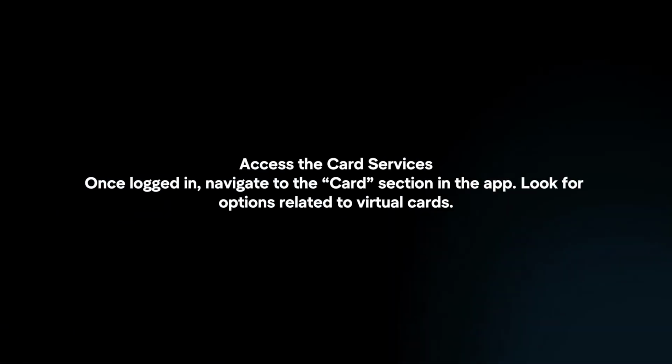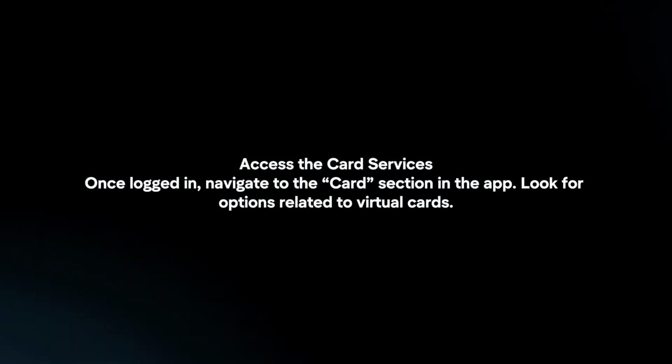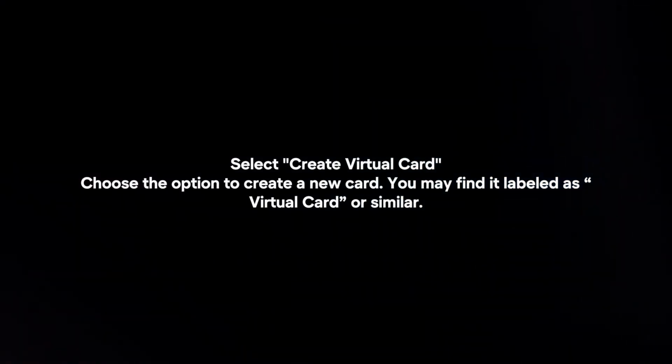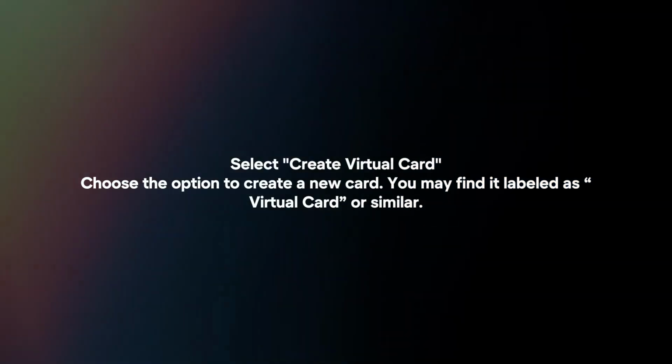Access card services. Once logged in, navigate to the cards section in the app. Look for options related to virtual cards. Select Create Virtual Card. Choose the option to create a new card. You may find it labeled as Virtual Card or similar.